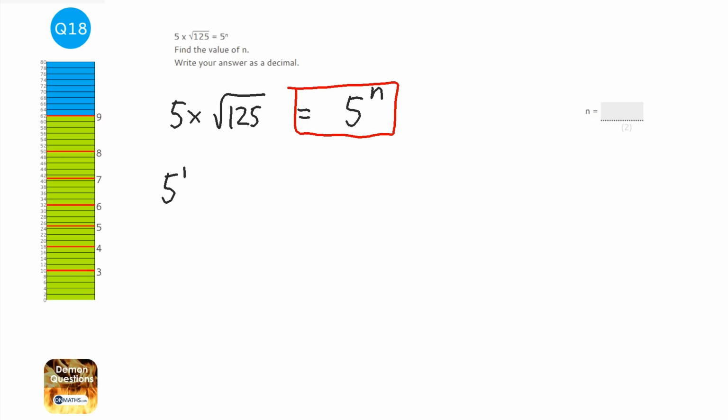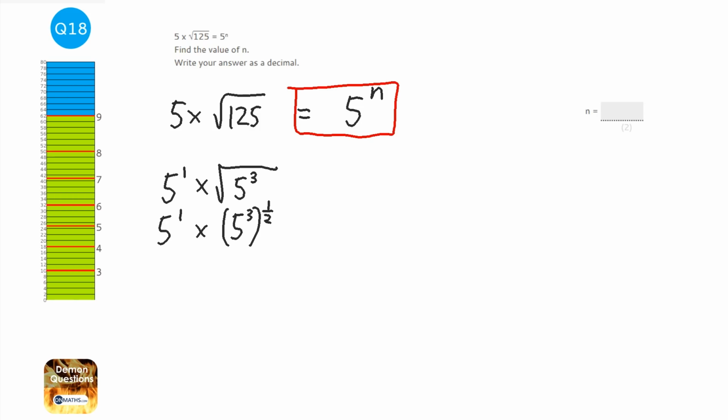So 5 to the power of 1 is just 5 times. Now, I notice 125 is actually 5 cubed, so I'm going to rewrite that as 5 cubed. 5 times 5 is 25, times 5 is 125, so that might help us. I'm thinking, right, that square root I can rewrite as to the power of a half. So I'm going to get 5 to the power of 3, and I'm going to put that to the power of a half. To the power of a half and square root are the same thing, and that's something you need to know about indices.